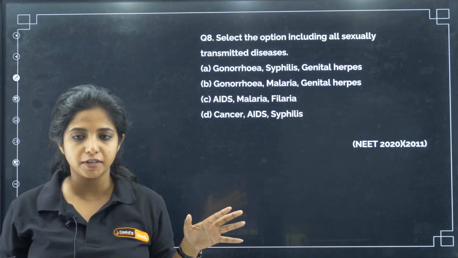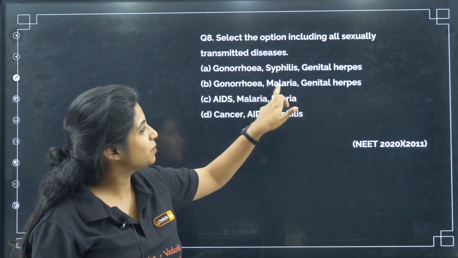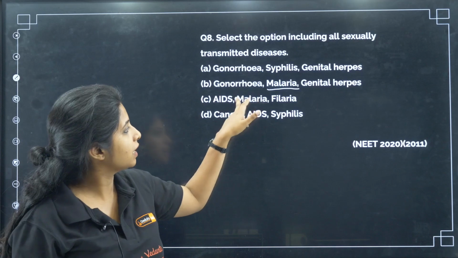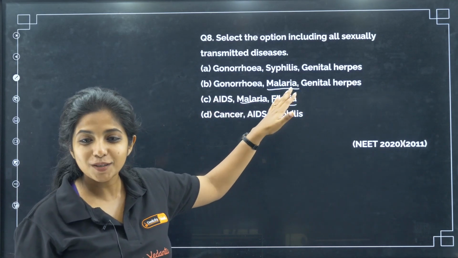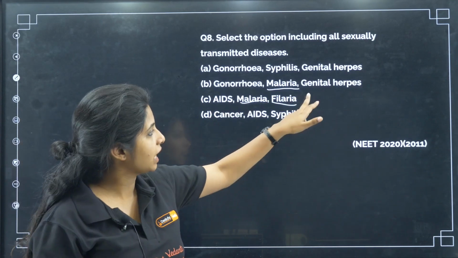Okay, only sexually transmitted diseases. Gonorrhea, syphilis, genital herpes. Gonorrhea, malaria, genital herpes. Malaria is caused by mosquito bite, not a sexually transmitted disease. Okay. AIDS, malaria, again, malaria is there. AIDS is a sexually transmitted disease. What about filaria? Filariasis, my dear children. Filariasis is also transmitted through Culex mosquito bite.